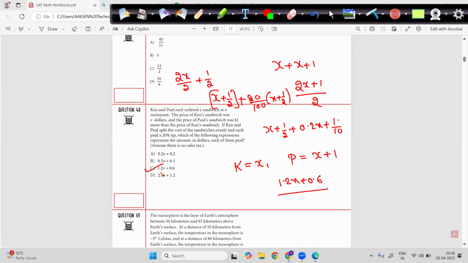So C for Chennai is your answer. C for Chennai is your answer. Perfect answer.